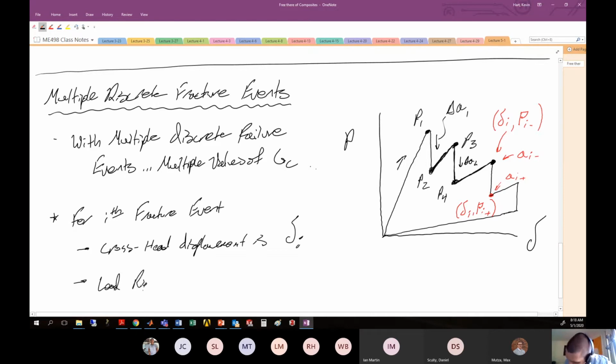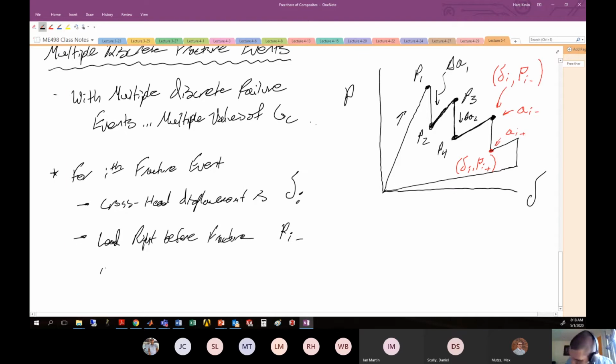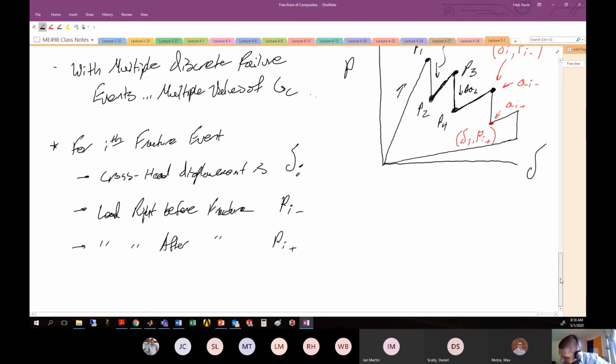The load right before fracture is Pi minus. All right. The load right after fracture is Pi plus. And then we have the crack length before fracture.